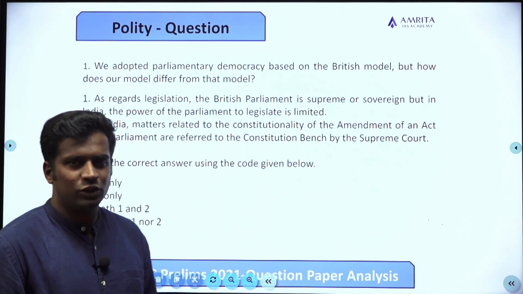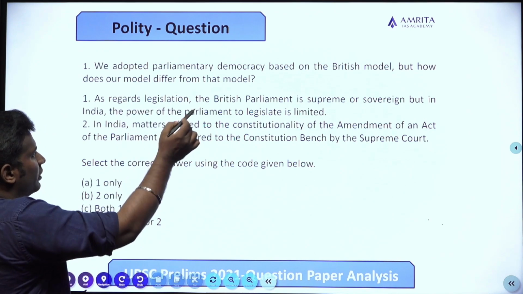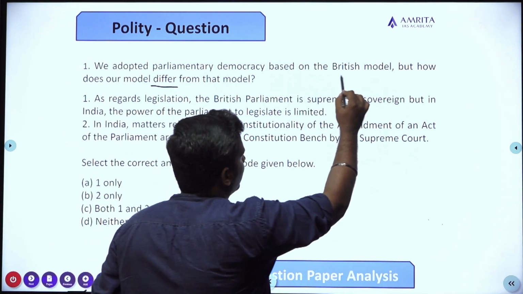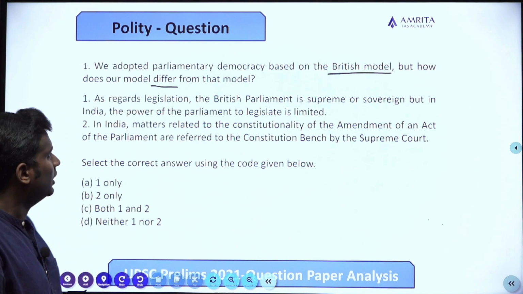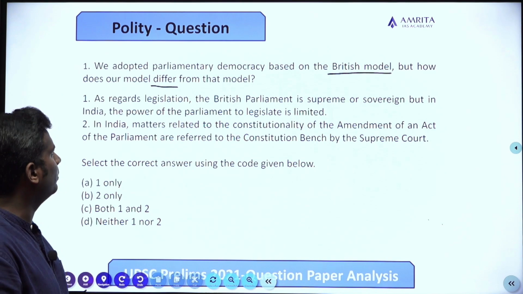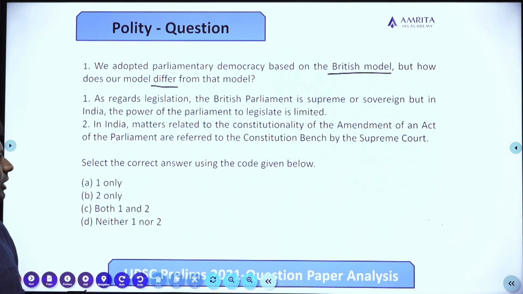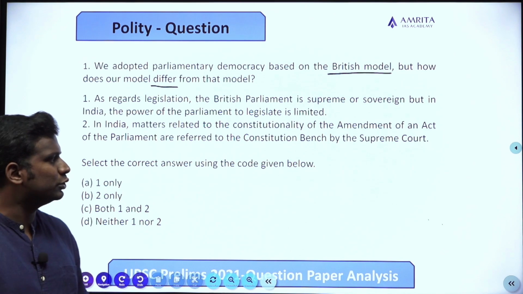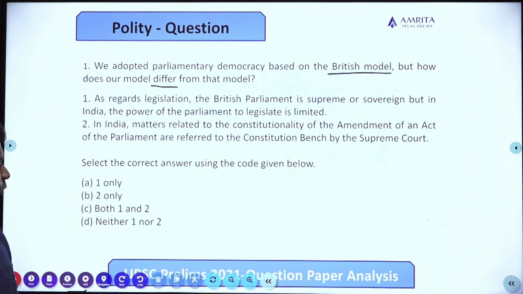The first question is, we adopted the parliamentary democracy based on the British model, but how does our model differ from that model? So, the question is the difference of the Indian model from the British model, especially the model of parliamentary democracy. So, let's take the first statement. As regards legislation, the British Parliament is supreme or sovereign, but in India, the power of the Parliament to legislate is limited. Whereas in the second statement, in India, the matters related to the constitutionality of the amendment of an act of the Parliament are referred to the Constitution bench by the Supreme Court. Select the correct answer using the code given below: 1 only, 2 only, both 1 and 2, neither 1 nor 2.